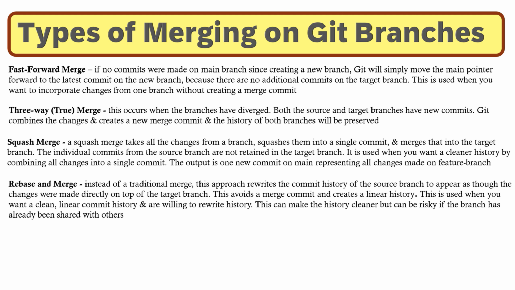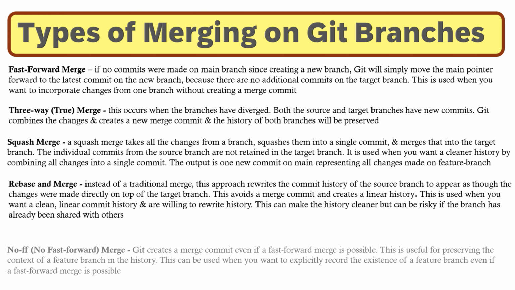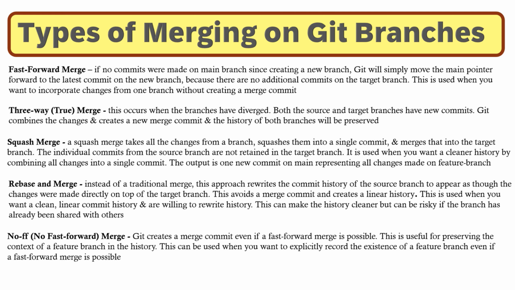Now there's another one, it's called rebase and merge. Instead of a traditional merge, this approach rewrites the commit history of the source branch to appear as though changes were made directly on top of the target branch. So with this, it avoids a merge commit and creates a linear history, but you have to be careful with this. This could be drastic as well, it could cause issues. And you would use this when you want a clean linear commit history and you are comfortable with rewriting the history.